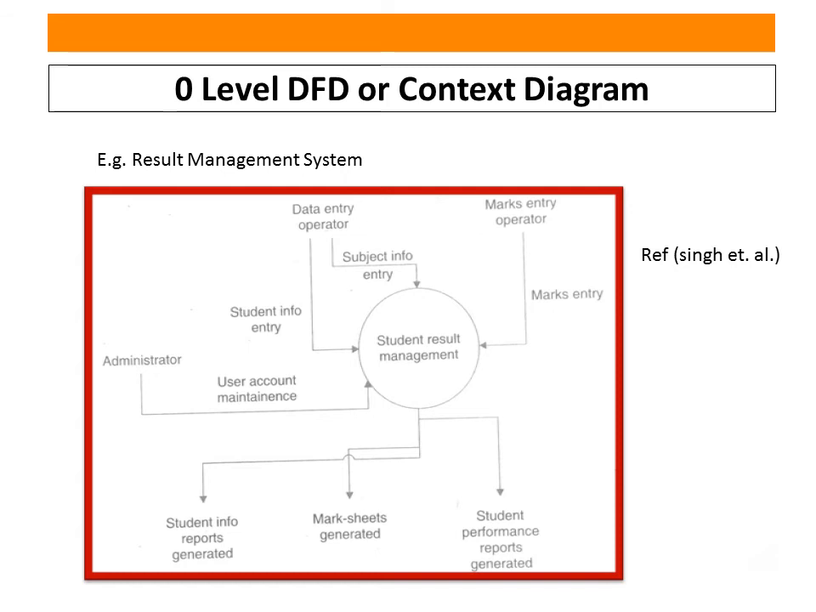The example is a result management system, in which there is a process named student result management. This is my process, and the symbol is a circle. After that there are arrows, and these arrows are the inputs and outputs generated by this process. The data entry operator enters some inputs in the student result management, and the output is a student performance report generated. This is a very common, very fundamental DFD.